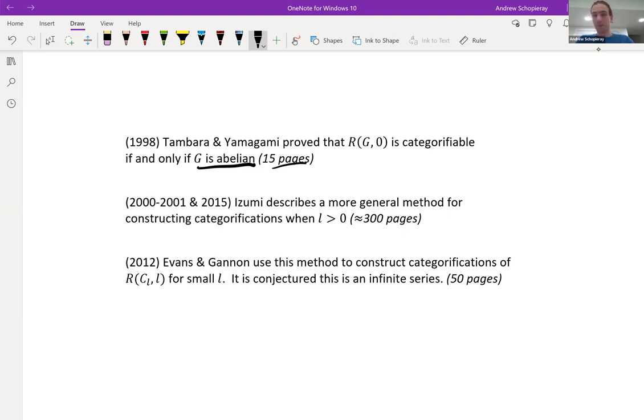So when L is 0, we're at 15 pages. When L is larger than 0, the story's not complete, but we're already over 350 pages of material on it. So this is a very difficult question.